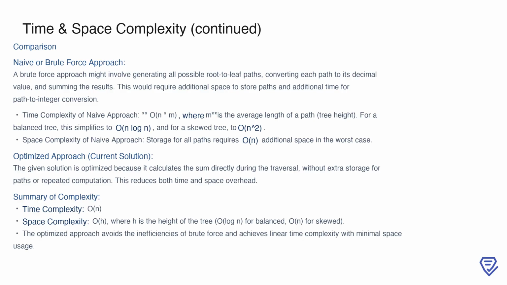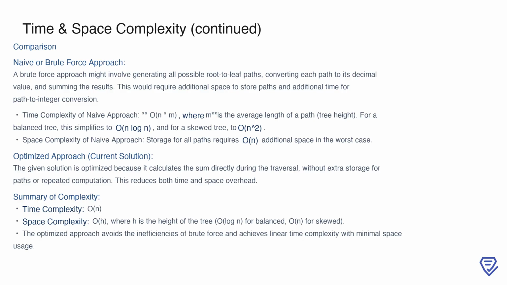Finally, let's compare this optimized approach to a naive or brute force solution. A brute force method might involve generating all possible root-to-leaf paths, then converting each path into its decimal value and summing the results. This approach would require extra space to store these paths and additional time to perform the path-to-integer conversions. Specifically, the time complexity of the naive approach would be O(n*m), where m is the average length of a path, equivalent to the tree height. For a balanced tree, this simplifies to O(n log n), and for a skewed tree, it becomes O(n²).